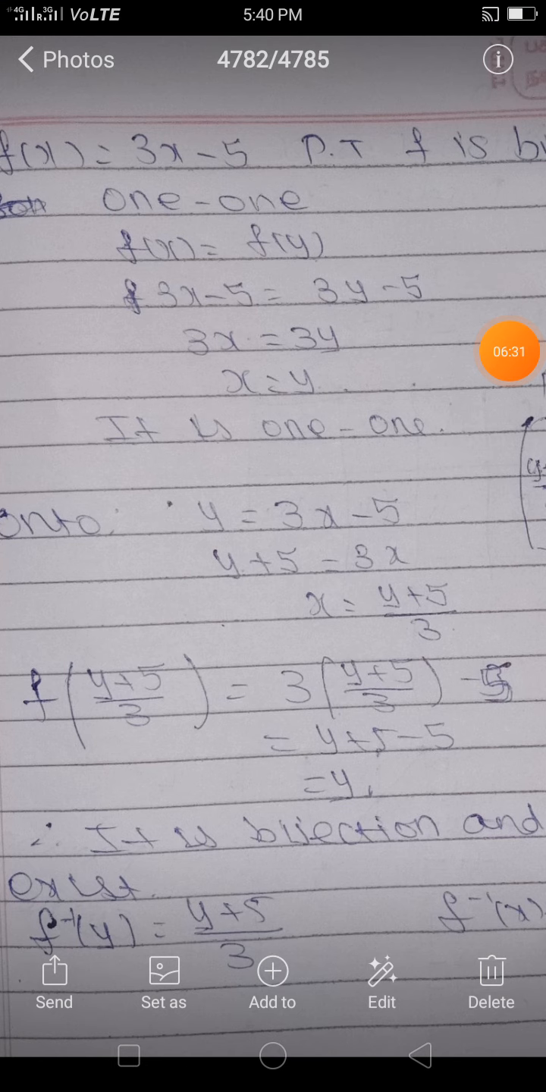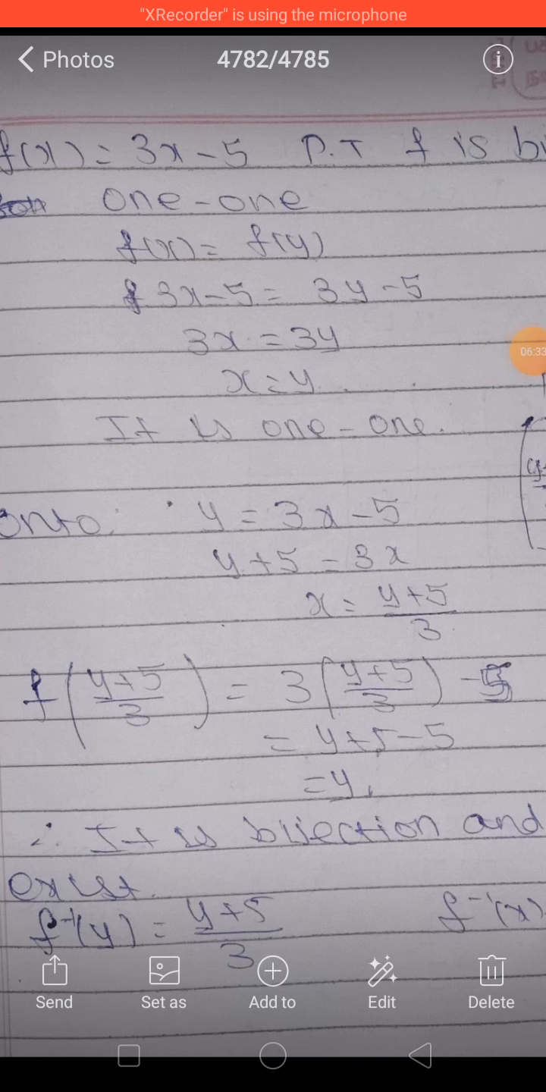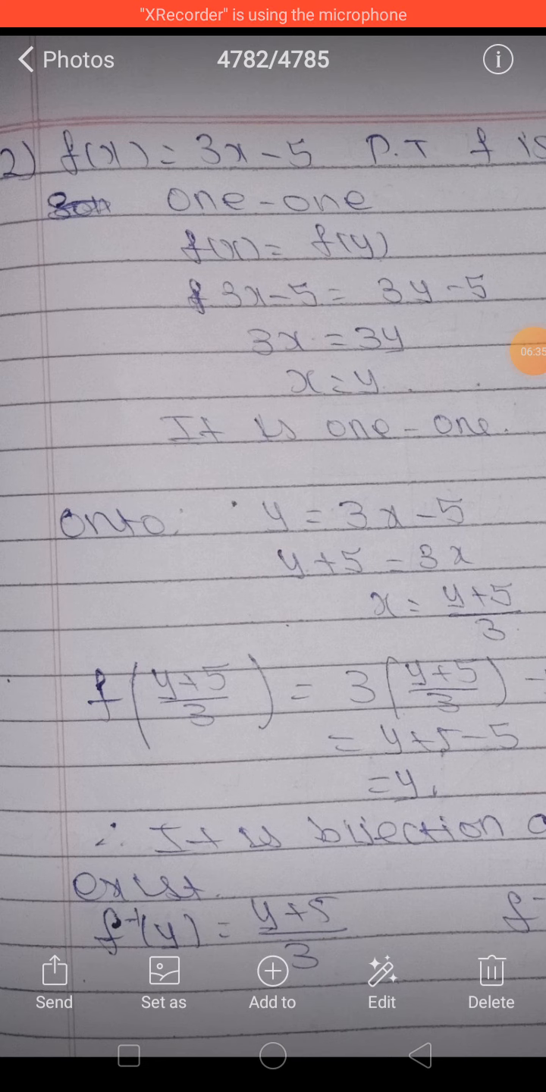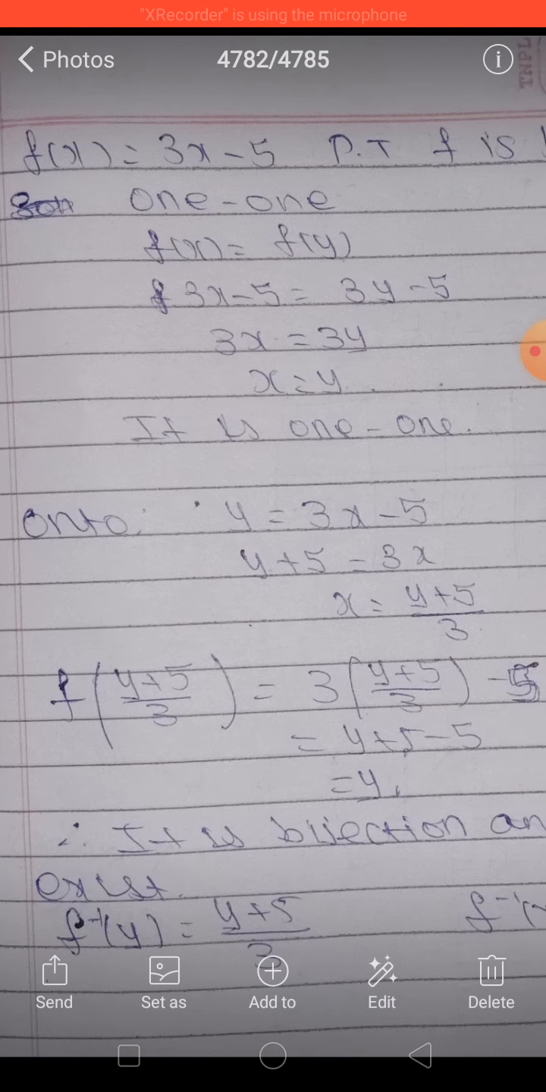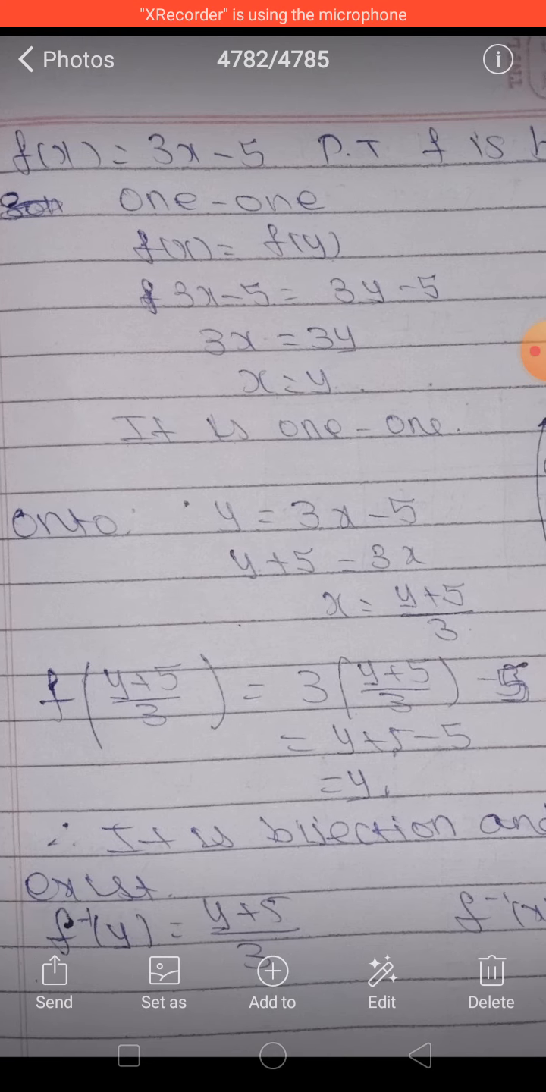Okay, next we want to prove that it is onto. So I just take f of x is equal to 3x minus 5, so f of x, which means y. I can say that f of x is equal to y. So y is equal to 3x minus 5. Okay, and then take minus 5 here. So y plus 5 is equal to 3x. So I just have to find x is equal to y plus 5 by 3.